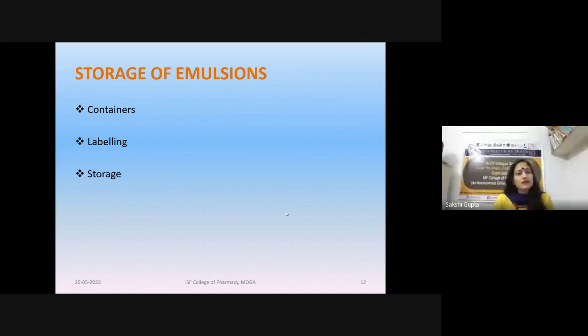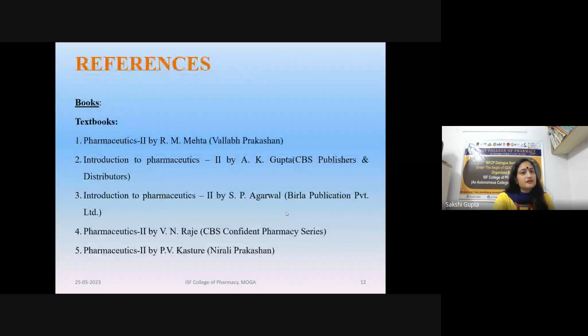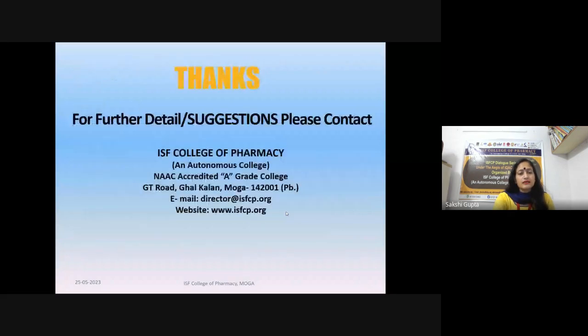And in labeling, we can consider that there should be a secondary label: shake well before use. We have to shake the emulsion before use, so that the dispersed phase gets easily dispersed in the complete continuous phase, right? Next are the storage conditions. We have to generally store it in a cool place and protected from sunlight. That's why we are keeping them in amber colored bottles. So this was all about the emulsions. These are some references I have discussed, and thank you.